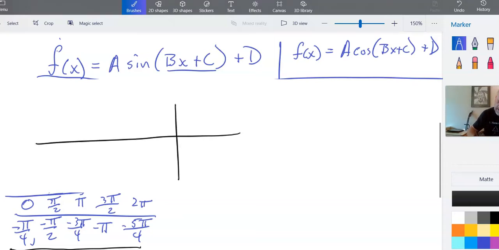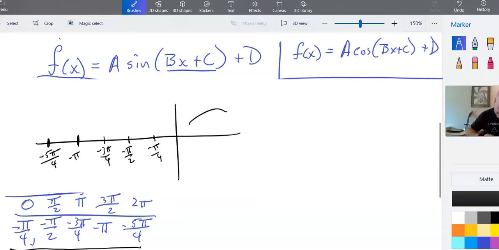Normally we would start at 0 and count this way. But in this case, because we're starting at negative pi over 4 and go all the way up to 5 pi over 4, let's go ahead and mark this. So let's say this is negative 2 pi. Oh, wait. Negative pi. Okay, so negative 5 pi over 4 would be here. And then this would be negative pi over 2. And then this would be negative pi over 4. And this would be negative 3 pi over 4.